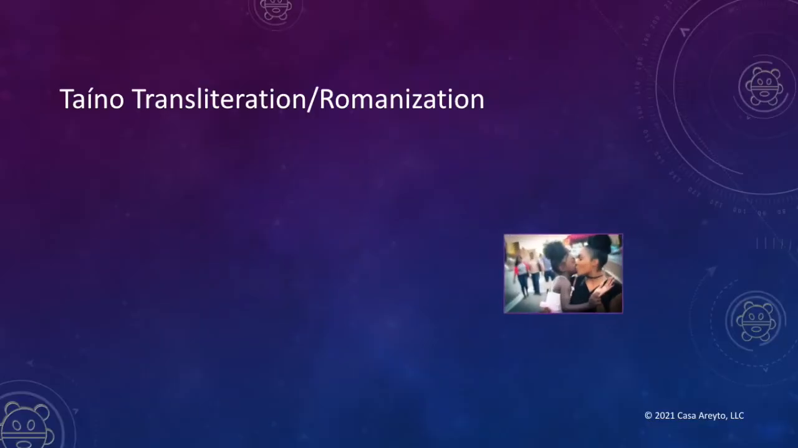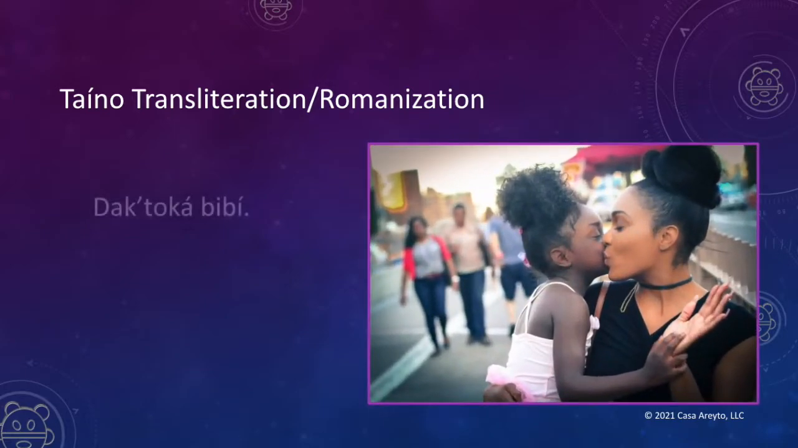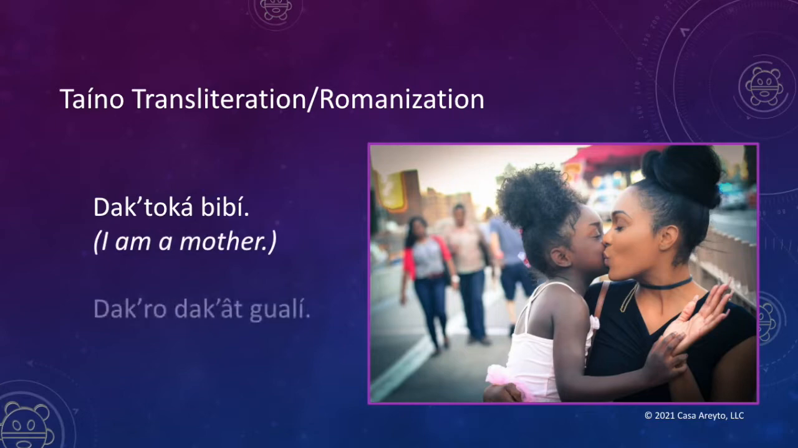So what does this all have to do with Taíno? Well, the way we're learning Taíno is through a transliteration or romanization system. We're taking Taíno and using our ABCs to learn it. So for example, when I say dak toka bibi, you'll notice that we use our Roman alphabet. Or dakro dakat kuali, again, we use our Roman alphabet, our ABCs.